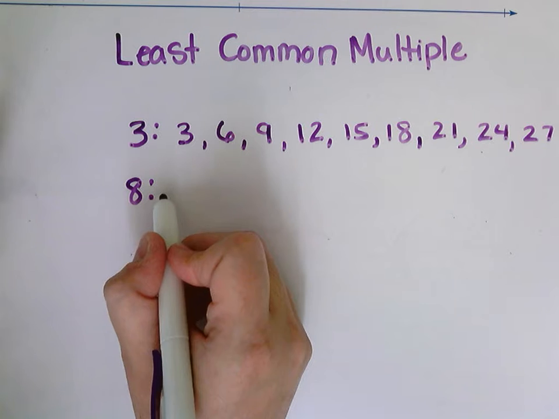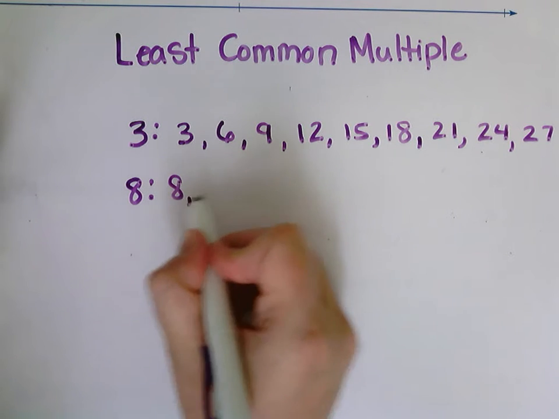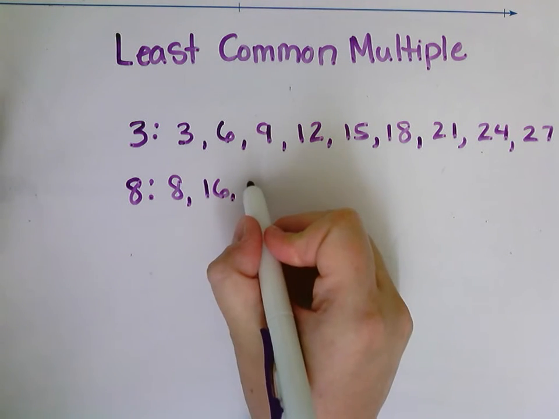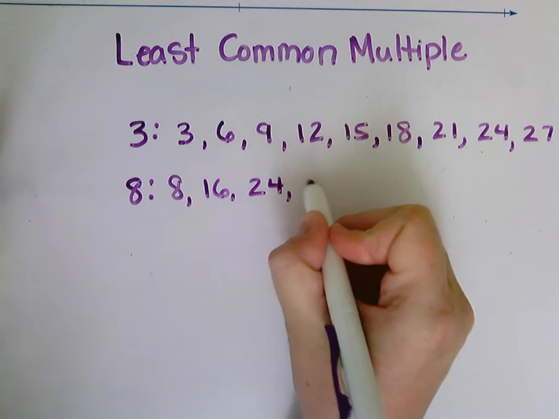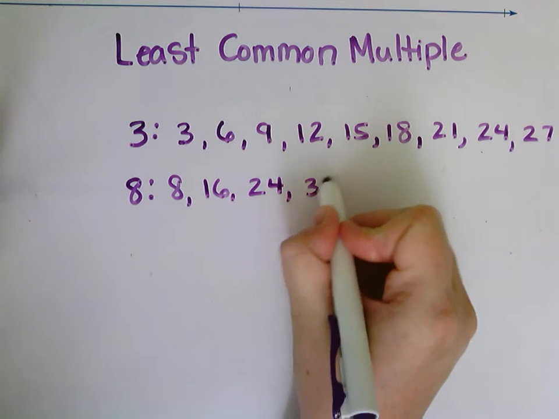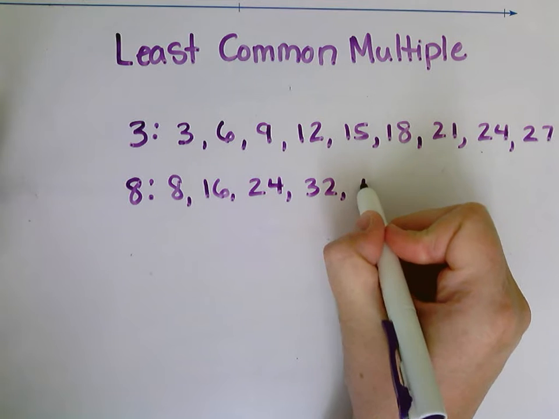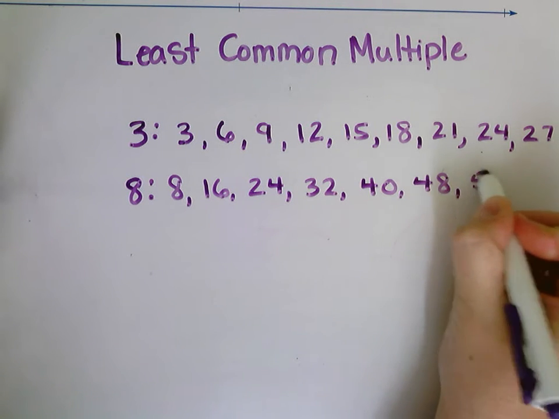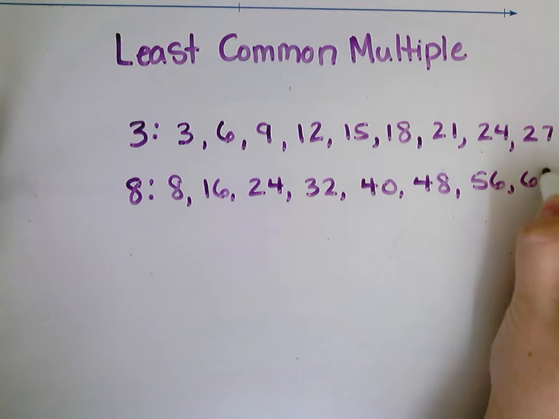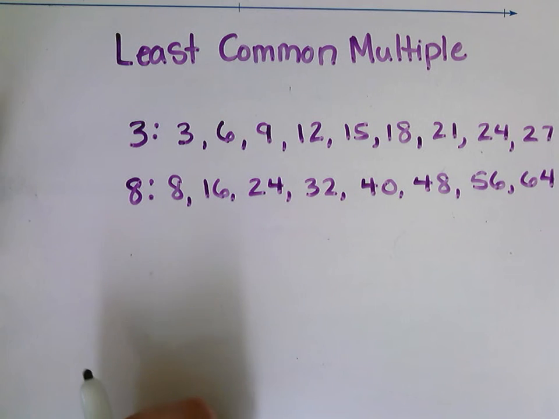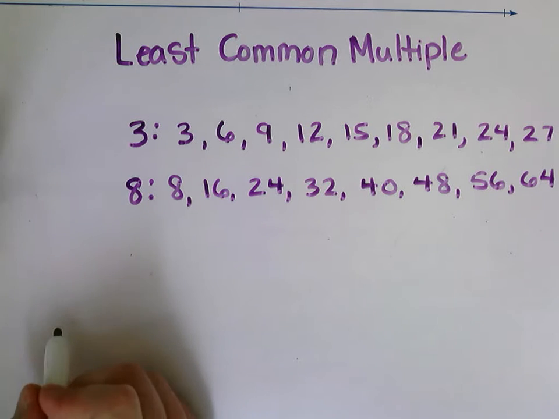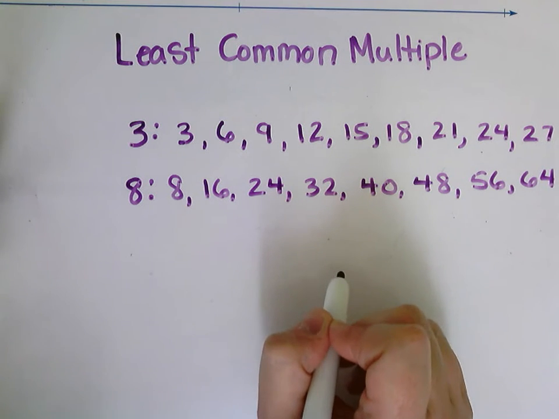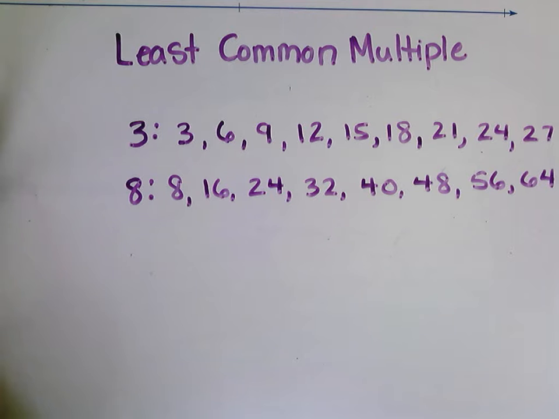Then the multiples of 8. 8, 16, 24, 32, 40, 48, 56, 64, and so on. To find my common multiples, I want to look at both of my lists and see which numbers they have in common.